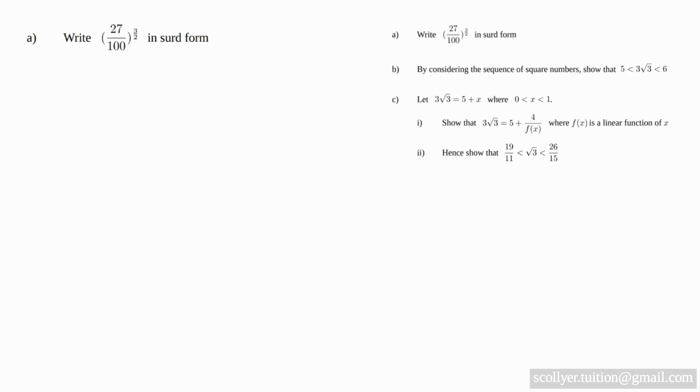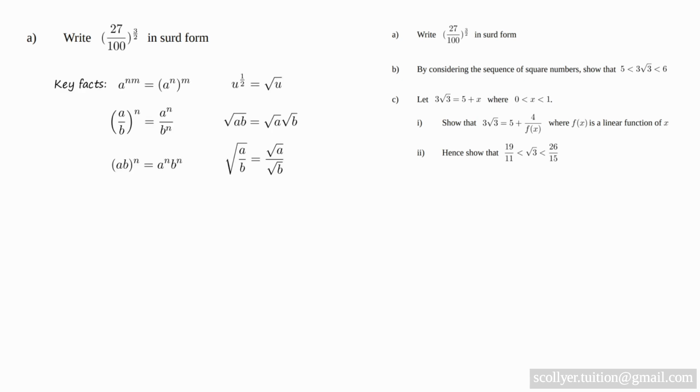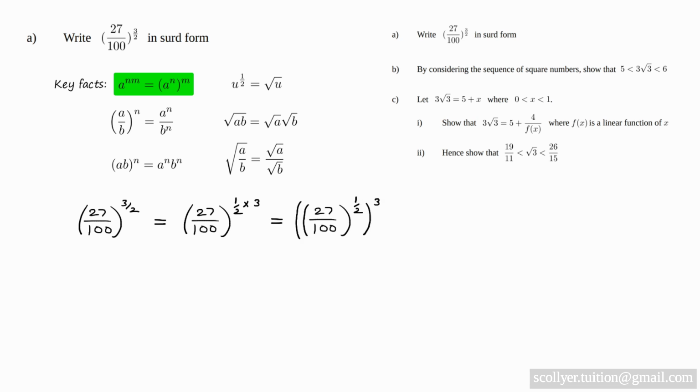This question is fairly straightforward, but to do it, we've got to be aware of quite a few facts concerning the manipulation of surds and powers, which I have listed here. So we take the original expression and we factor the power of 3/2 into 1/2 times 3. And now we apply the fact that a to the power of n times m equals a to the power of n raised to the power of m, which gives us 27/100 to the power of 1/2, all raised to the power of 3.